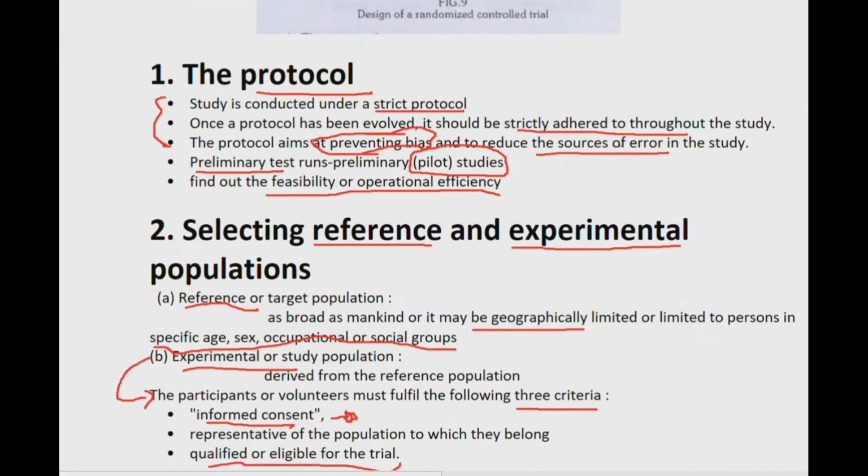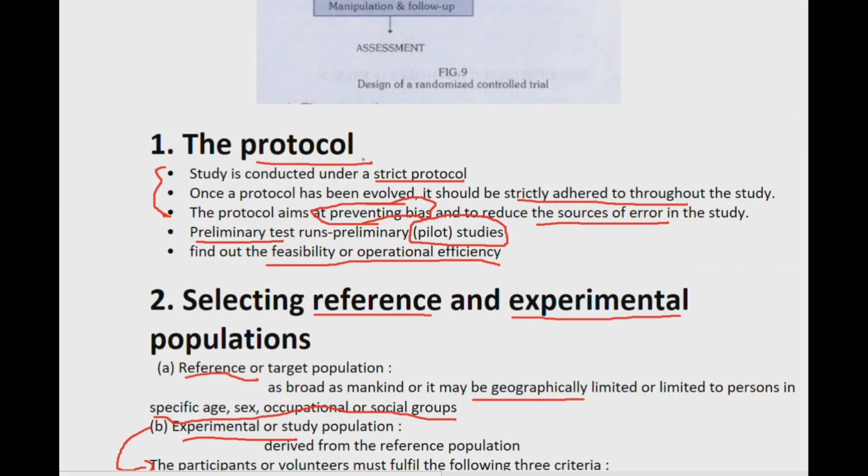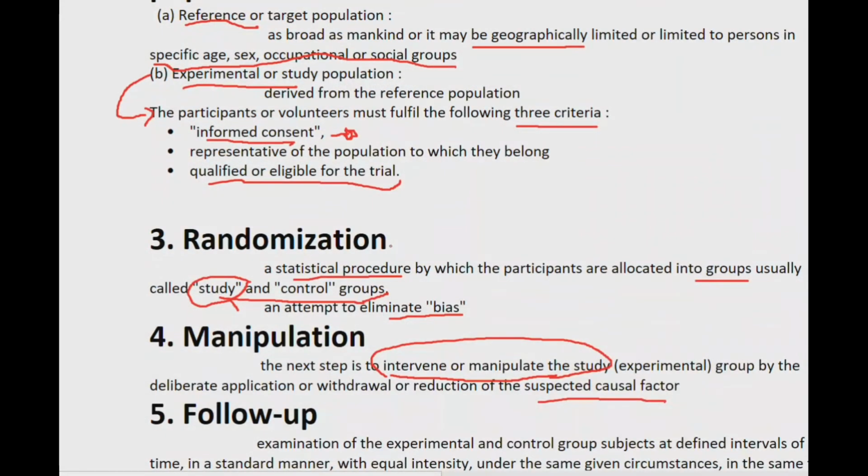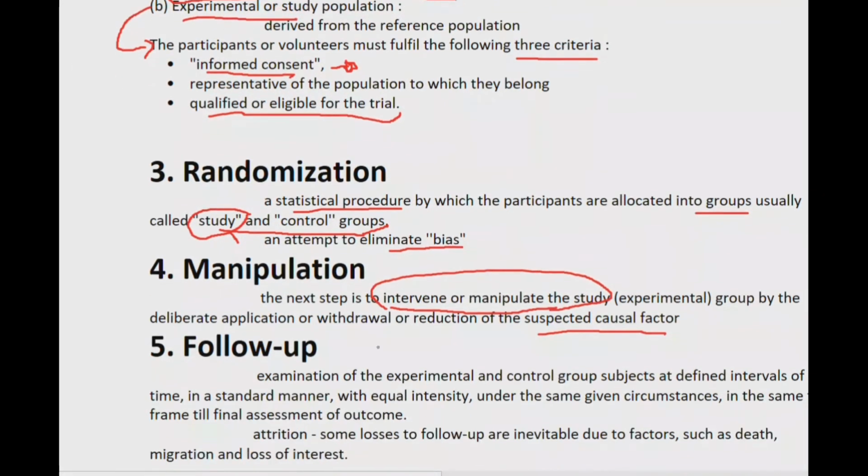First, we have to prepare and fix the protocol. We must strictly adhere to the protocol, and no changes should be made to it. Then selecting the reference and the experimental population. The third one is randomization, that is dividing into study and control groups. The fourth one is manipulation, that is intervening or manipulating the study group by application, withdrawal or reduction of the suspected causal factor. Okay.